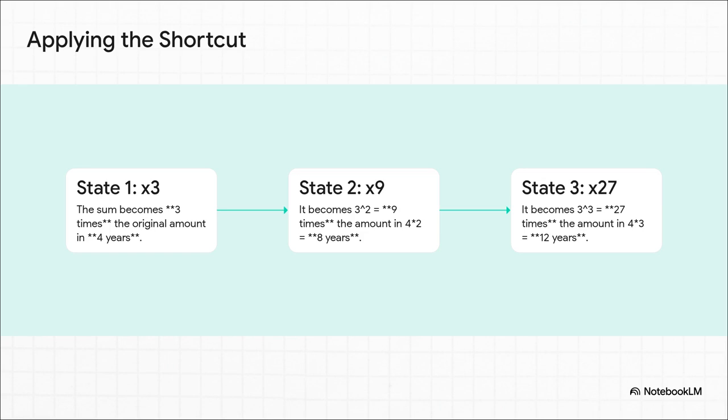To become 3 times itself, it takes 4 years. So to become 3 squared, or 9 times, it's going to take 4 times 2, which is 8 years. To get to 3 cubed, or 27 times, we just multiply that original time by 3. 4 years times 3 gives us 12 years. And just like that, we found the answer without even touching the main formula.